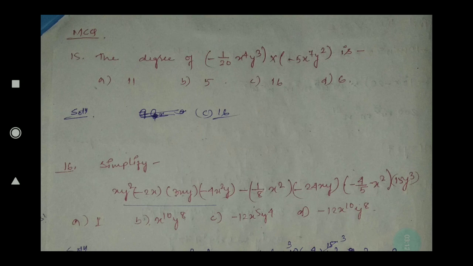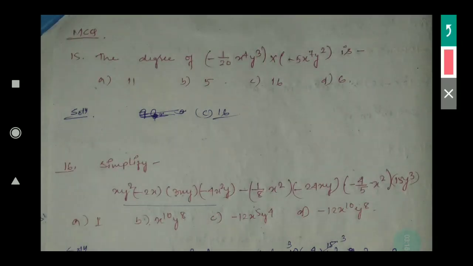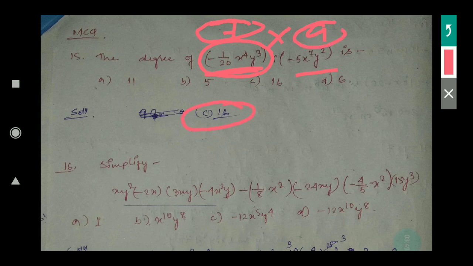So first of all, here multiplication is given. So in this term, what is the degree? In this term, what is the degree? 4 plus 3, 7. And in this term, what is the degree? 7 plus 2 means how much? 7 plus 2 means 9. So multiplication is given. That means altogether what is that factor's highest power? So 7 plus 9, so how much? 16. So that means your answer will be 16. No need to do the multiplication.